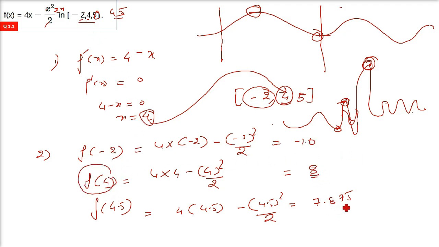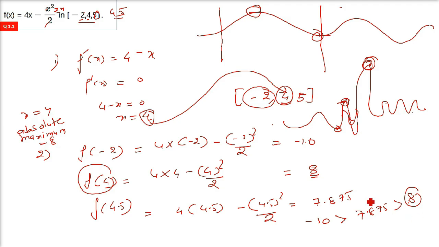Now you have to see the ascending order here. The lowest one is -10, then we have 7.875, and the highest one is 8. This -10 comes at f(-2). Here x equals 4 is giving you 8, which is the maximum. The highest value is 8 at x equals 4. So f(4) is equal to 8.